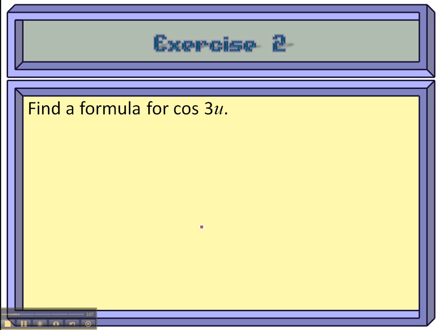Alright, let's try exercise 2. We're going to find a formula for cosine 3u. You're going to see that this is a bit challenging just because we've got 3 different formulas to use. We can do this in 3 different ways, and that's what we're going to do.